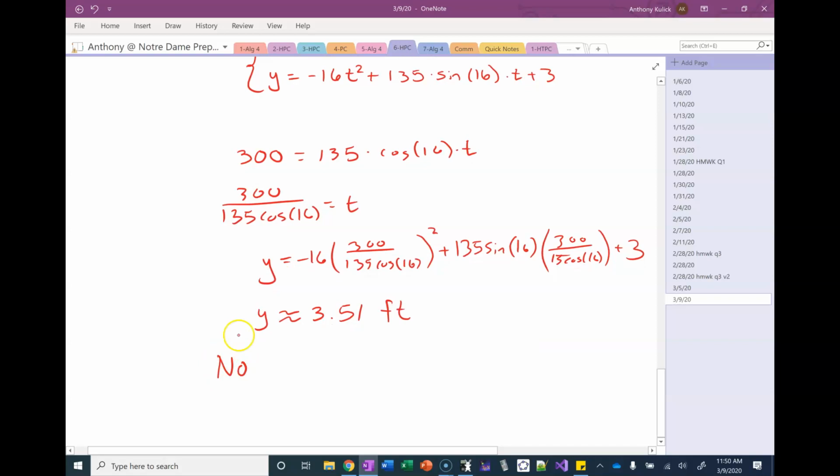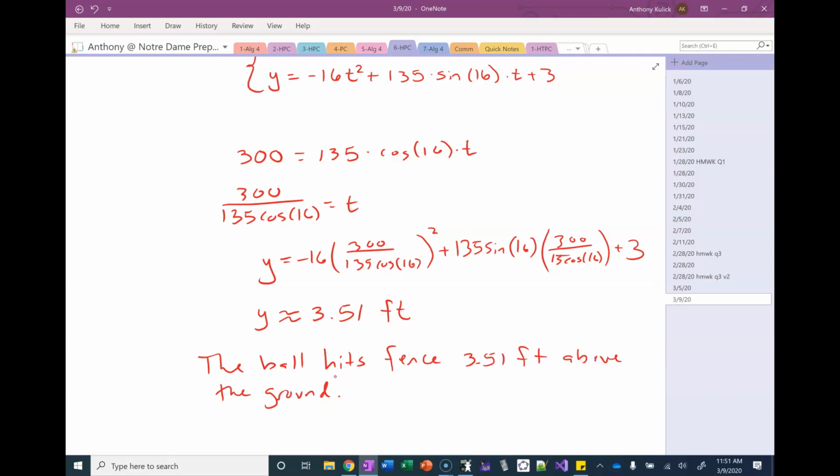No. What happens instead? Okay, it hits the fence. How high up? About 3.51 feet above the ground. Everybody okay with that idea?